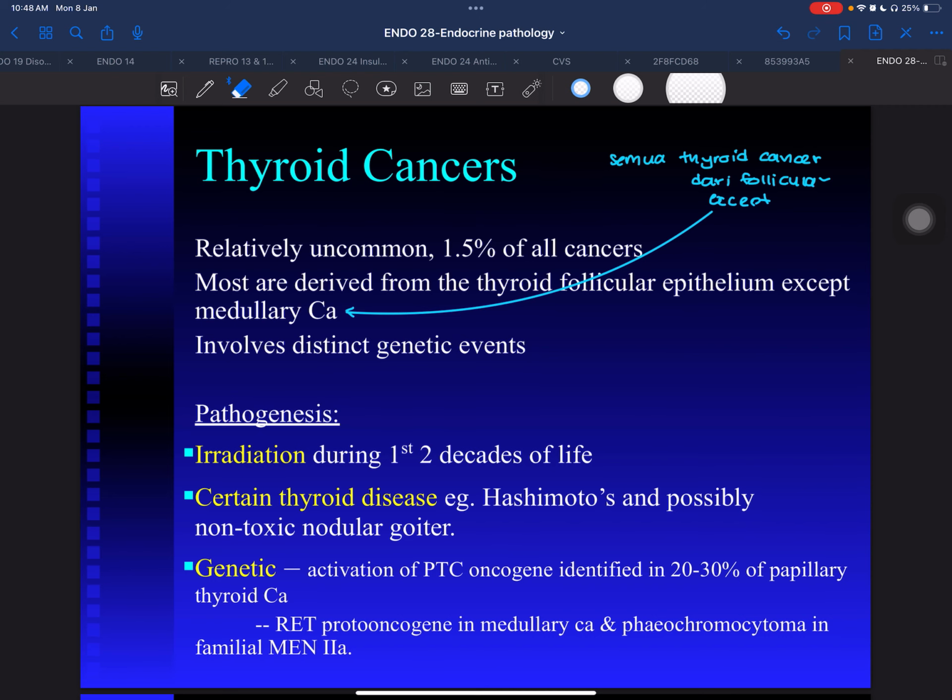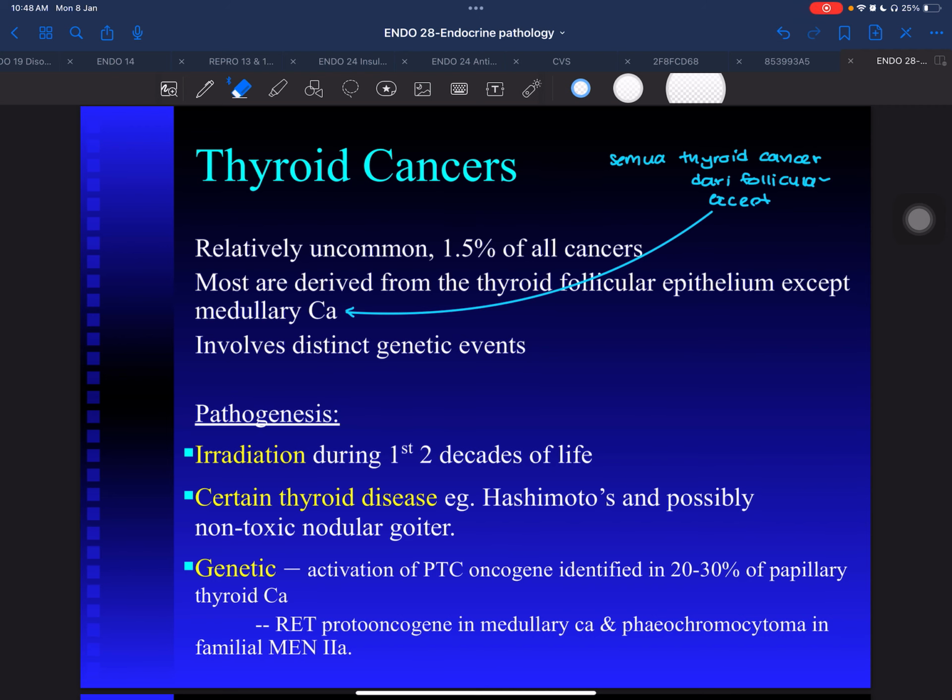Genetic alteration, activation of PTC oncogenes, that one you see in 20 to 30% of papillary thyroid cancer, and RET proto-oncogene in medullary carcinoma, also in pheochromocytoma, in familial MEN 2A. Yang tu kena baca, maybe boleh juga tanya dalam MCQ, what are the genes involved in different types of cancer. Okay, we go here.